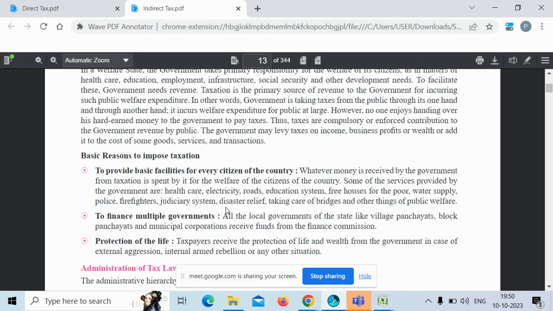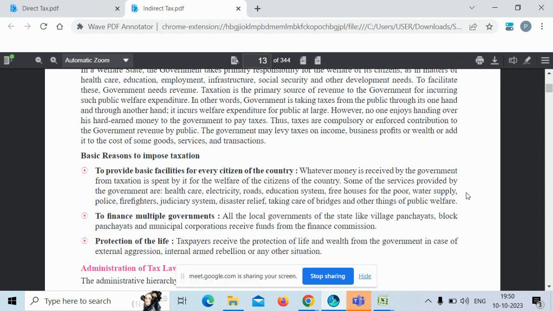Next, to provide basic facilities for every citizen of the country. So, what are the basic reasons? Whatever money is received by the government from taxation is spent by it for the welfare of the citizens of the country. So the basic reason to impose taxation is the welfare of society, to provide basic facilities for every citizen of the country.